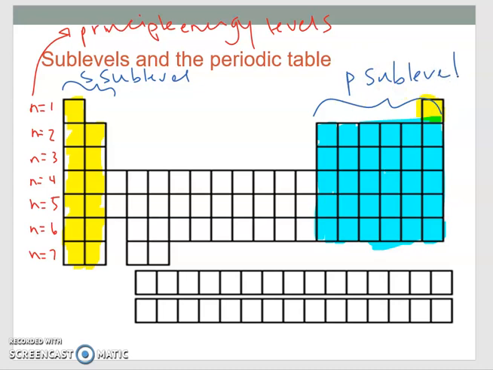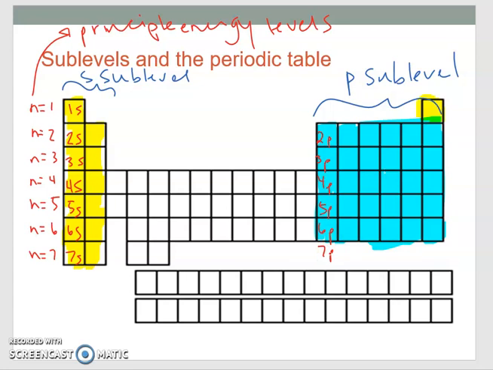Now, the S sublevel and P sublevel will have principal energy levels that correspond with whatever we see along the rows and on the side. So this would be 1s, this would be 2s, this would be 3s, 4s, 5s, 6s, and 7s. And this would be 2p, 3p, 4p, 5p, and 6p. And then 7p, which is not shown here.